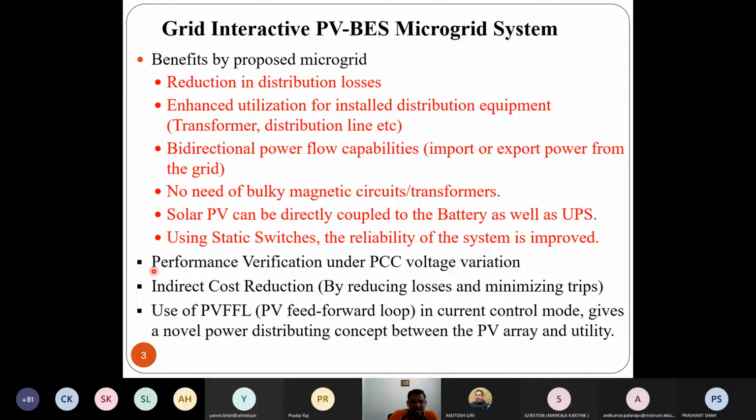The other features, we have tested the system under point of common coupling voltage variation, this photovoltaic battery energy storage based microgrid, indirect cost reduction by reducing losses and minimizing tripping. Even though there is variation in the grid voltage, the system is not tripped. A PV feed forward loop has been incorporated in the current control mode so that the system response can be improved.